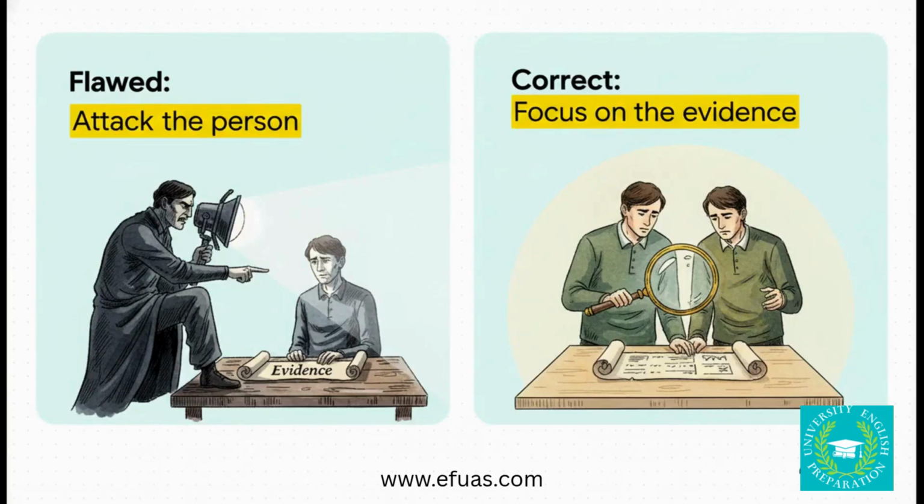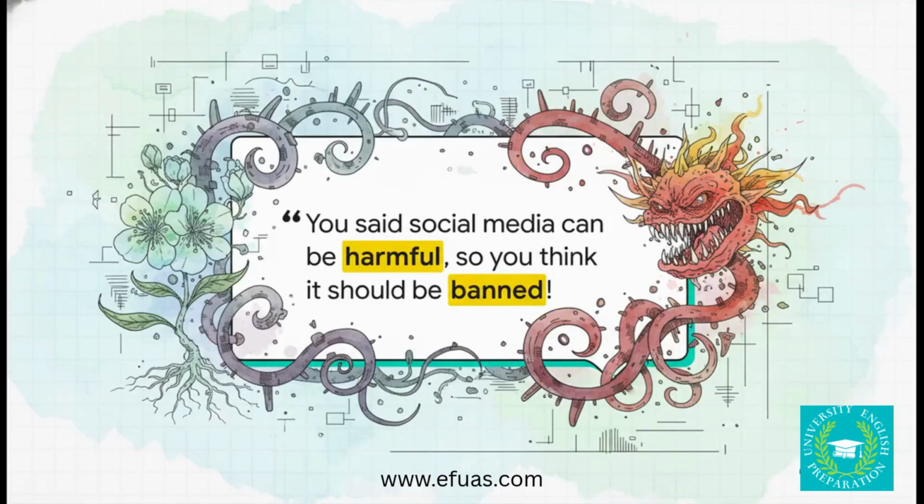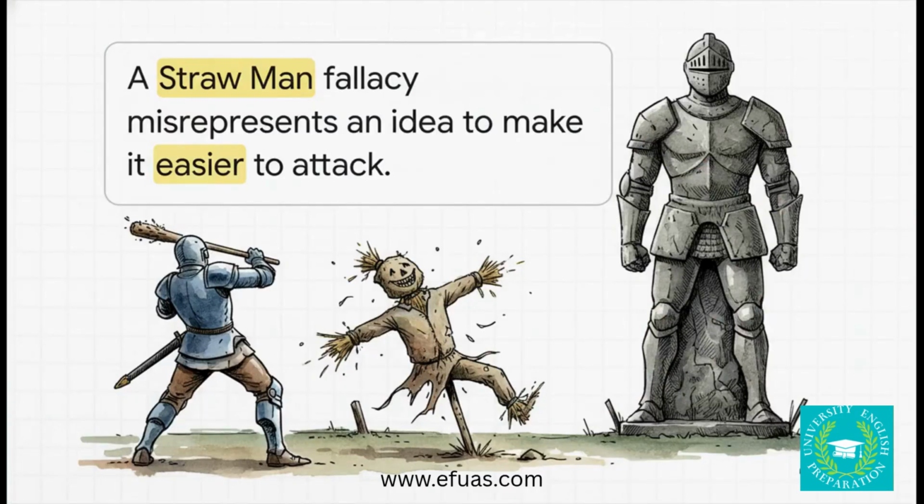So here's the big shift you need to make in your own thinking. The flawed way is to attack the person. The correct, much stronger way, you ignore who is speaking and you focus entirely on the evidence they're presenting. That's where the real debate is. Okay, on to our next trap. This one's all about twisting words. Listen to how a really reasonable, small point gets blown up into something totally extreme. This is called a straw man.